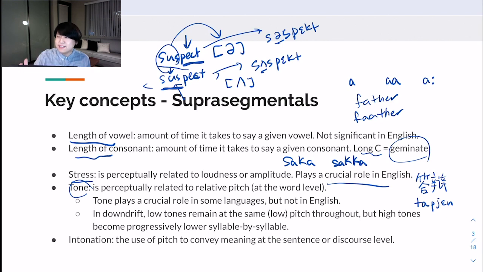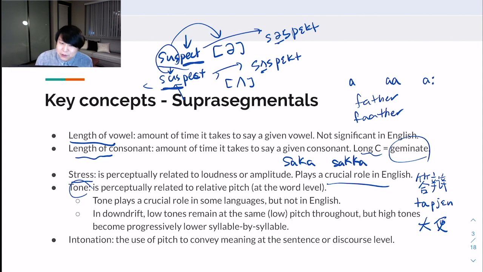So I said 大便 instead of 大便. And 大便 is a completely different word. It means poop. So in languages like Mandarin, words can have a completely different meaning when you change their tone within that word. So that's a funny story I have.